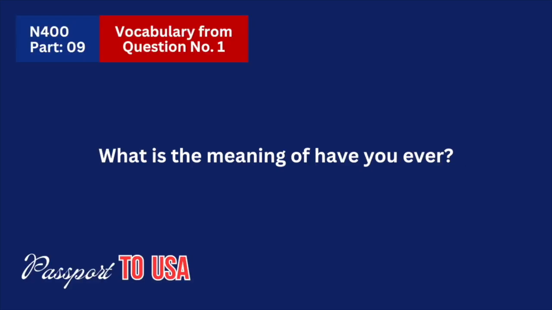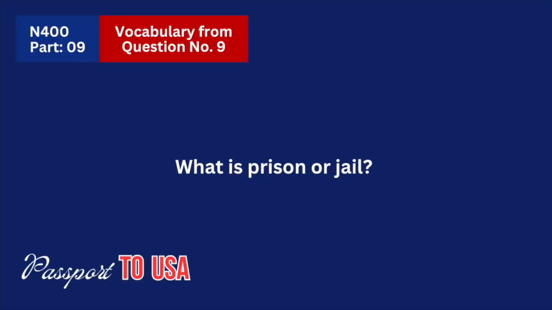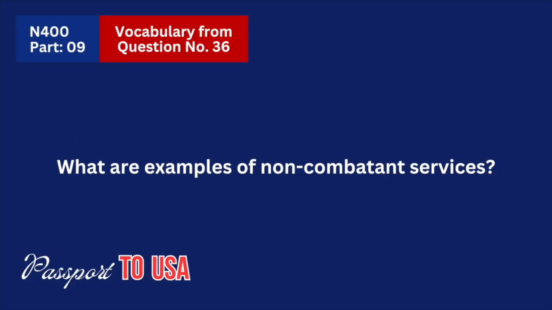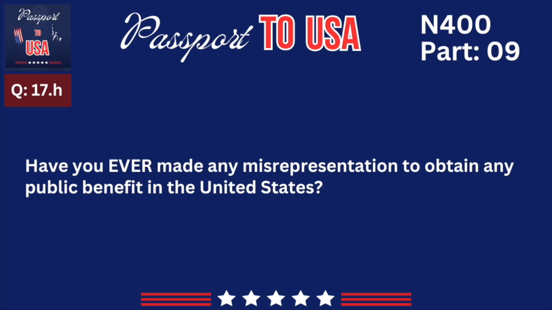What is the meaning of have you ever? Anywhere in the world, at any time. What is prison or jail? A place where the police keep people who have been arrested. What are examples of non-combatant services? Nursing, cooking, or translation. Have you ever made any misrepresentation to obtain any public benefit in the United States? No.